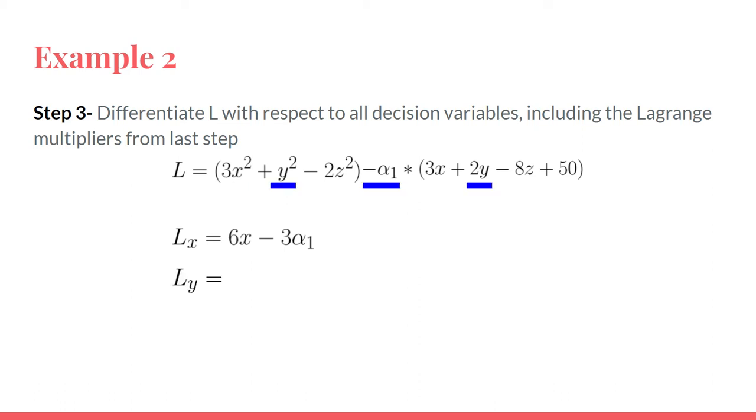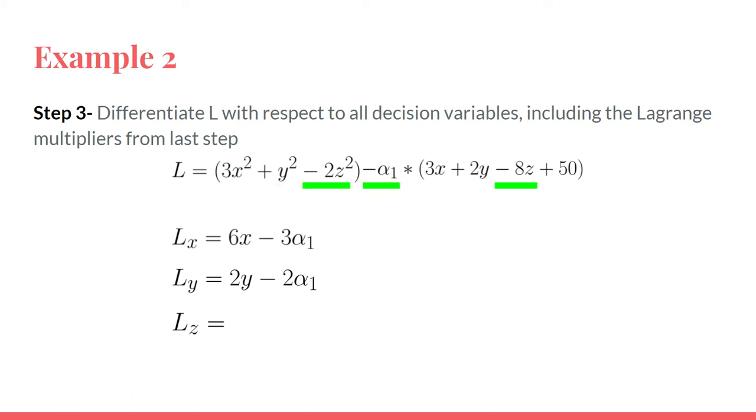We then differentiate L with respect to y. The terms in L that have y in them are y squared from the objective function and minus alpha 1 times 2y from the constraint. Thus, L sub y is going to be equal to 2y minus 2 alpha 1.